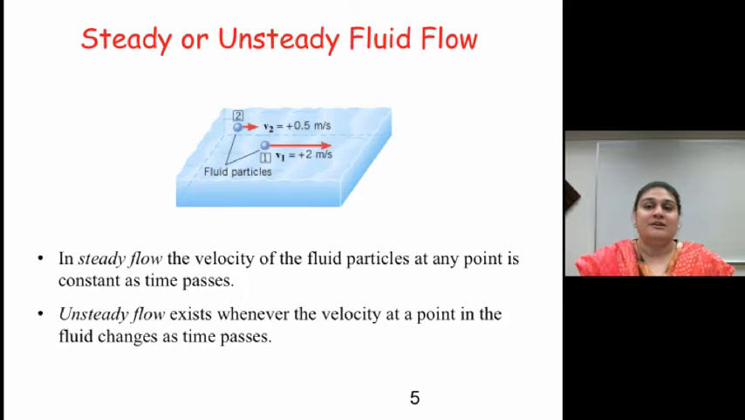Steady or unsteady fluid flow. Steady flow is defined as when the velocity of the fluid particles at any point is constant as the time changes. Unsteady flow exists whenever the velocity at a point in the fluid changes as time passes.